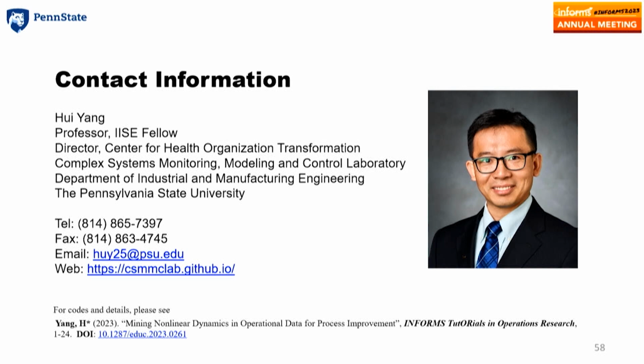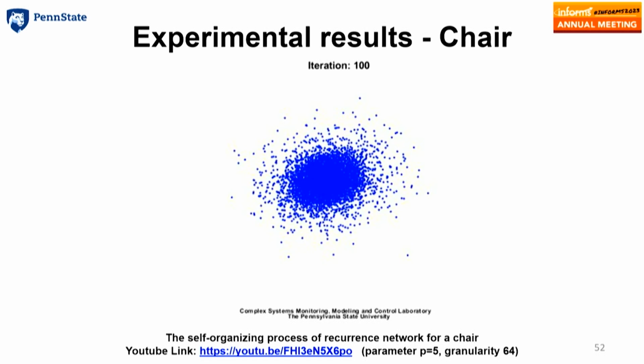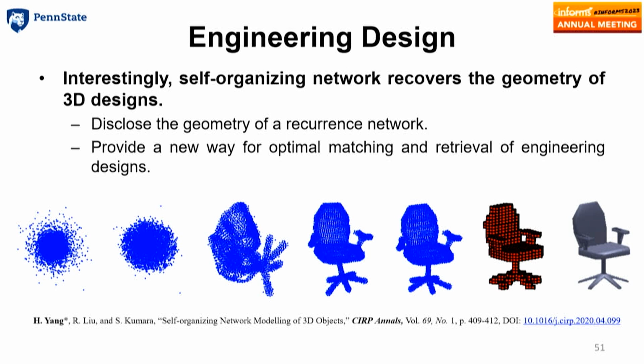My goal is not just self-organizing. My goal is to provide a new way for optimal matching and retrieval of engineering designs. In this world, we have deep learning of images, which are very regularized data. Google has image search and text search, but you may not see 3D object search. It's very difficult to implement at this moment. What I propose is, just as you envisioned, that we can capture the matrix. The matrix reduces the dimension from a 3D design to 2D, and then all the linear algebra can come into play and help us optimize the matching and retrieval of 3D designs.